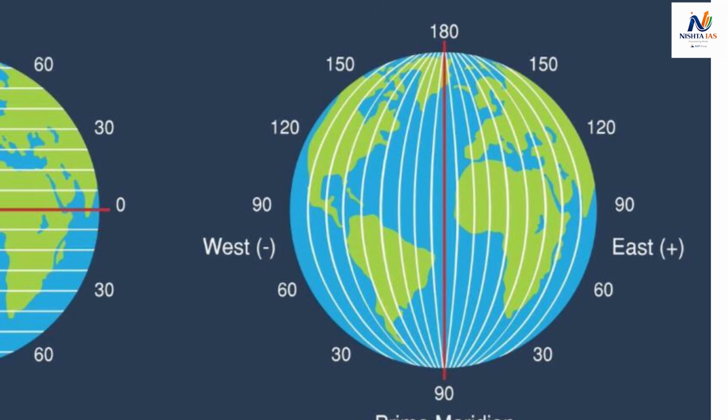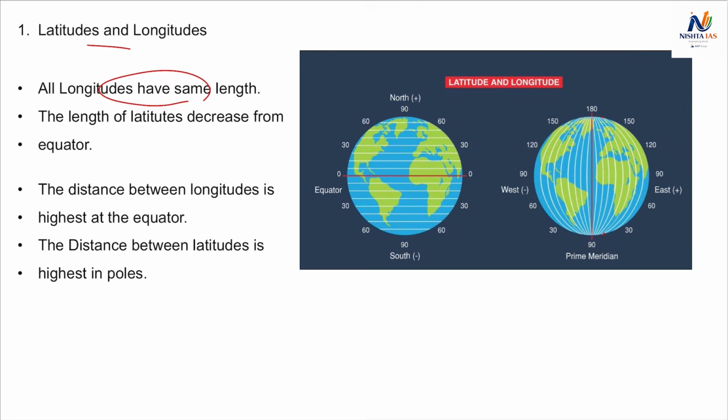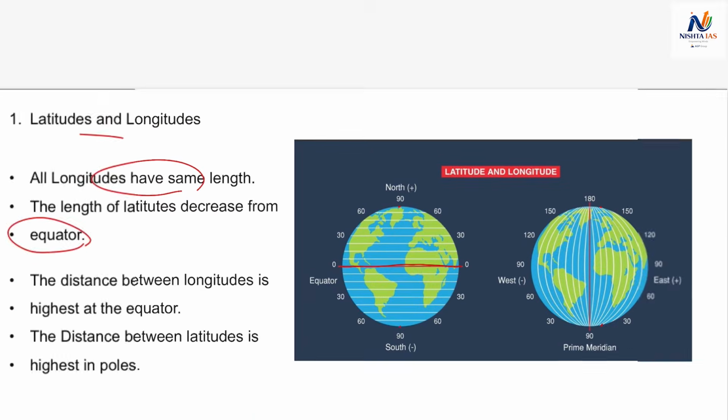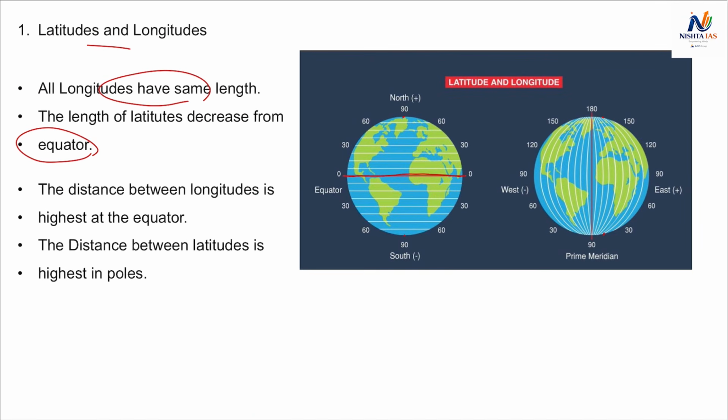Yes friends, so here we have all longitudes having the same length, that is, they start from one pole and end at the other pole. And then all lengths of the latitudes decrease from the equator. So the equator is the longest latitude, that is the 0 degree latitude, and at the poles we have only point-size latitudes. Hence the length of the latitude decreases from the equator to the poles.